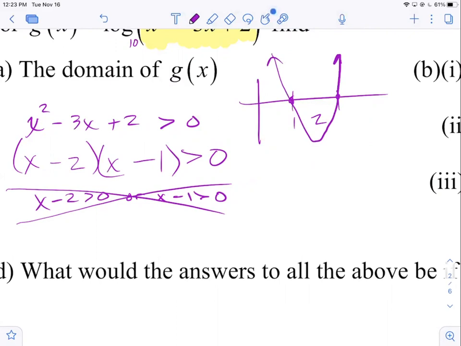We solve it graphically. Now we come back up here. For what values of x is this graph greater than 0? In relation to the x-axis, where is that? Above or below? Above, right?